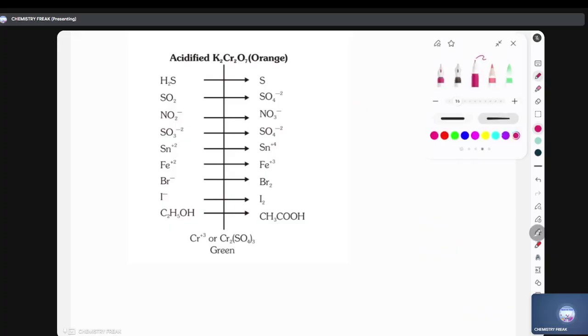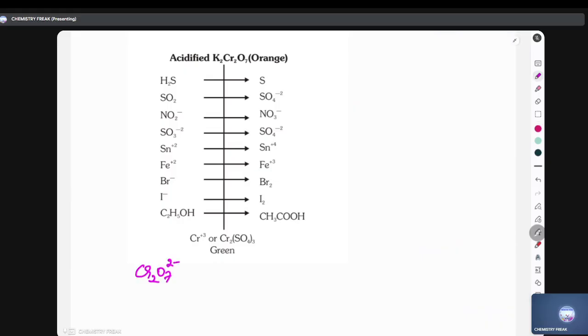Sir, you just now told us K2Cr2O7 is an oxidizing agent. It oxidizes others and becomes 3 plus. 6 electrons is the difference. Balancing 2, 7 water molecules to the right, that means 14 H plus to the left.